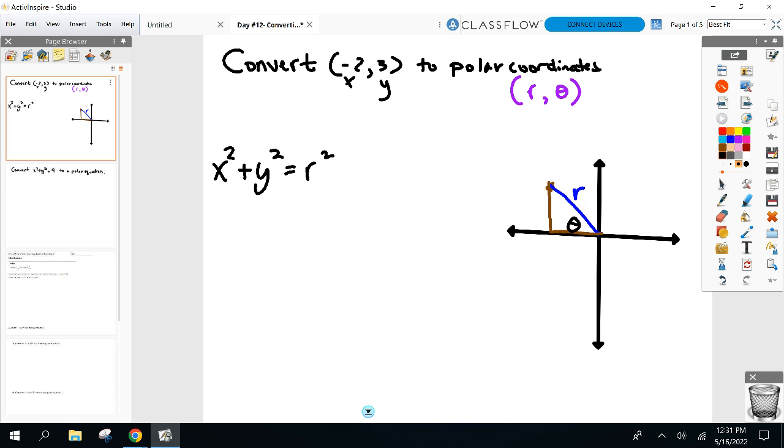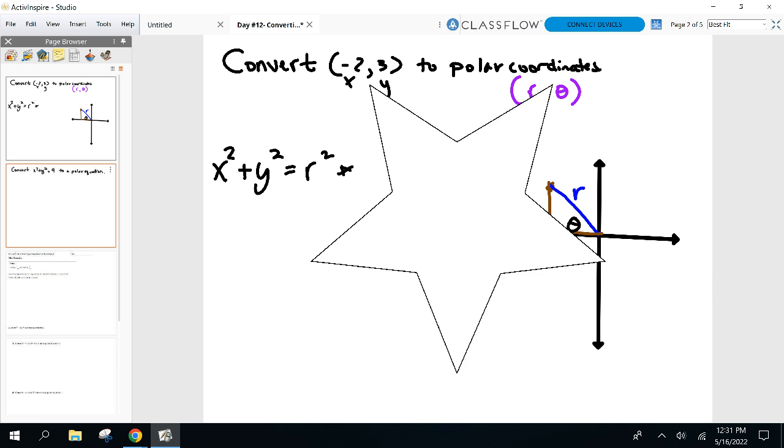And then how did I find the angle? Tangent. I used tangent, inverse tangent. This is going to come into play again, finding that r value using x squared plus y squared. So there's one piece on the quiz.